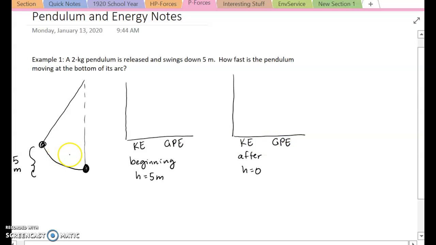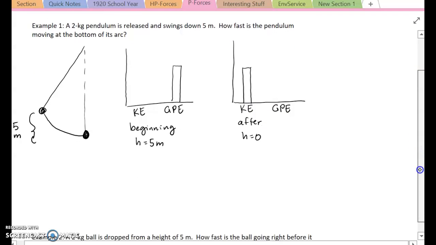So initially at the beginning, it's not moving. You haven't let go of it. And it just has GPE. And I'm going to draw a little bar to show that it has energy stored as GPE. When it swings down to the bottom, it loses all of that GPE, and all of that GPE turns into kinetic energy. Remember, energy can be neither created nor destroyed. It just gets transformed from one form of energy to another.